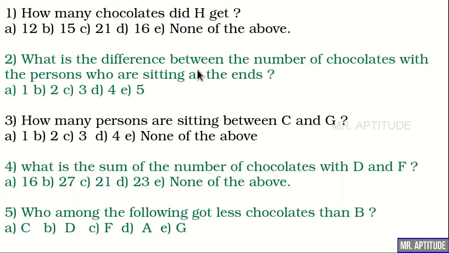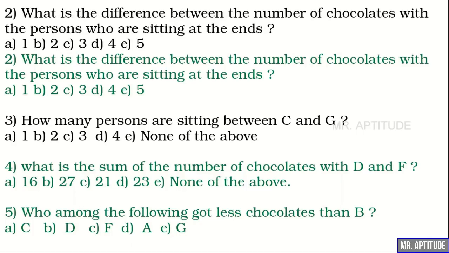If you look at the second question, in order to solve it, you should know the number of chocolates with them, and along with that, you should know their sitting arrangement too. If you look at the fourth question, what is the sum of the number of chocolates with D and F? In order to answer this question, one should know the number of chocolates with D and with F. If you look at the fifth question, who among the following got fewer chocolates than B? In order to solve any of these 3 questions, one should find the number of chocolates with each and every person among the given 8. Now, let me choose one of the questions.